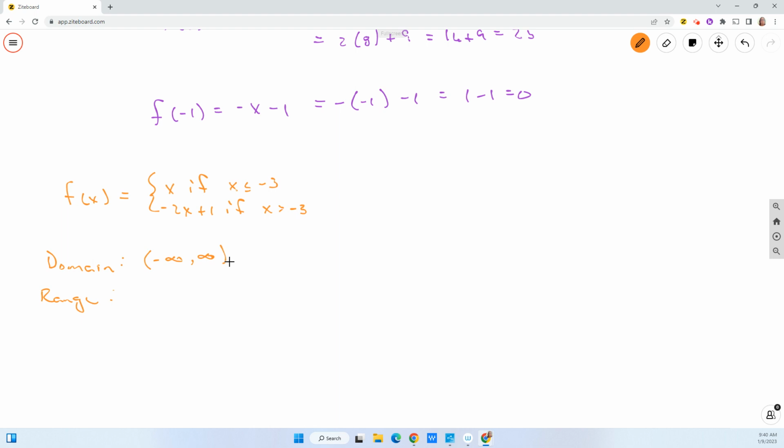The range, if the domain is all the possible inputs of x that you can put in, the range is all of the possible outputs of y that you're going to get. So they're saying, whatever I plug in, what's going to happen. And in this case, we'll look at it after we graph it and try and figure out what the range is.